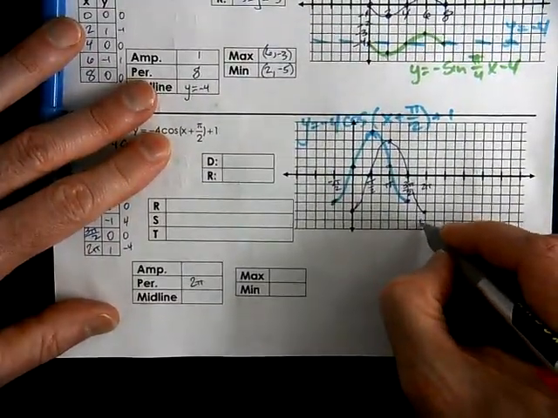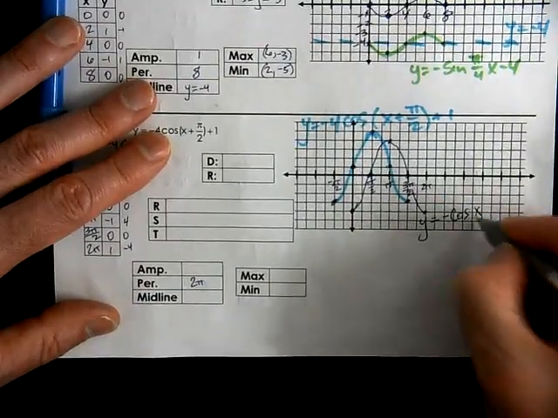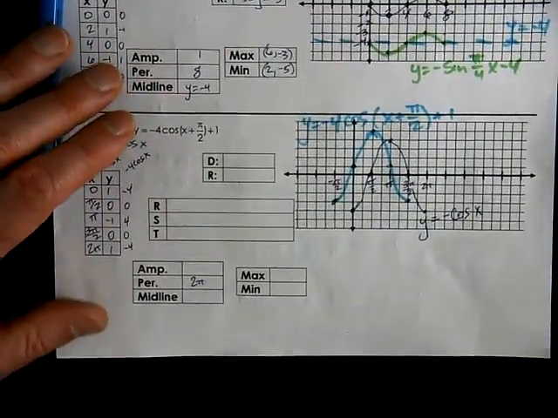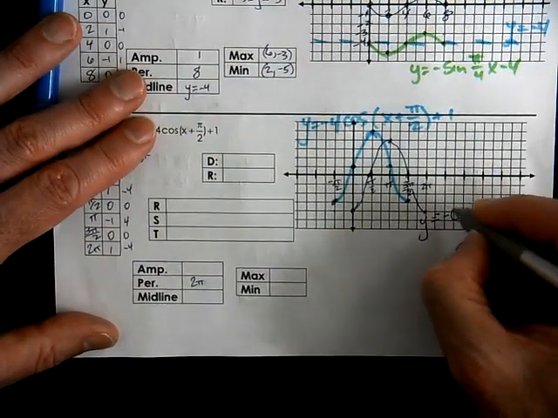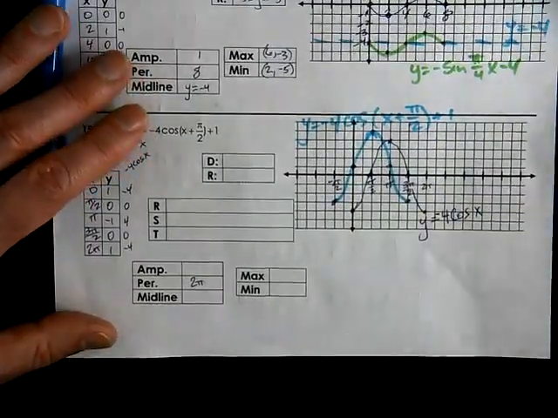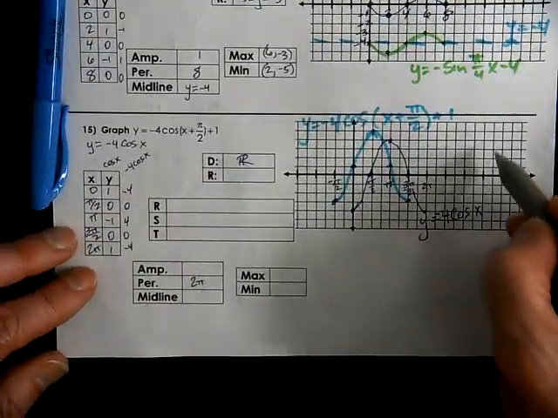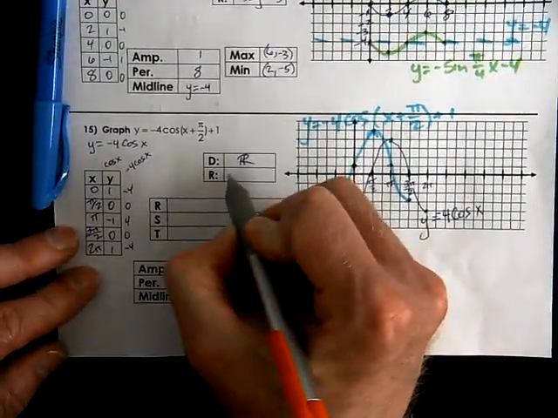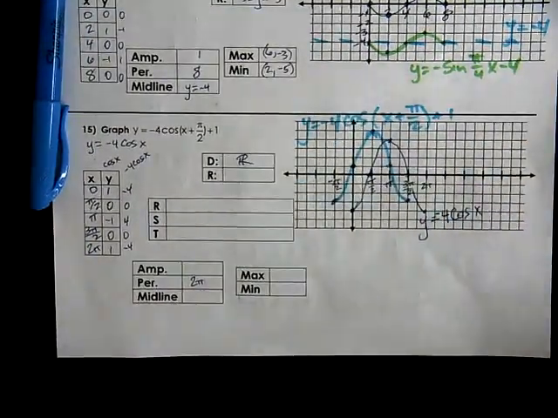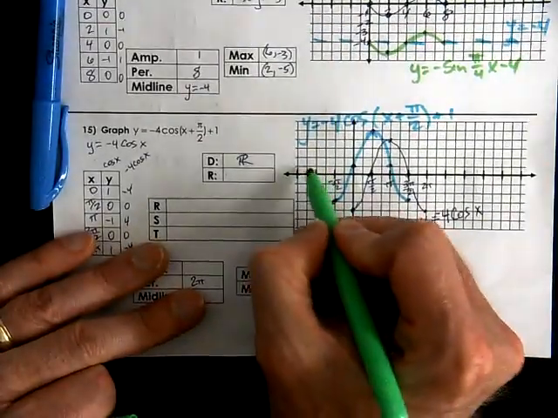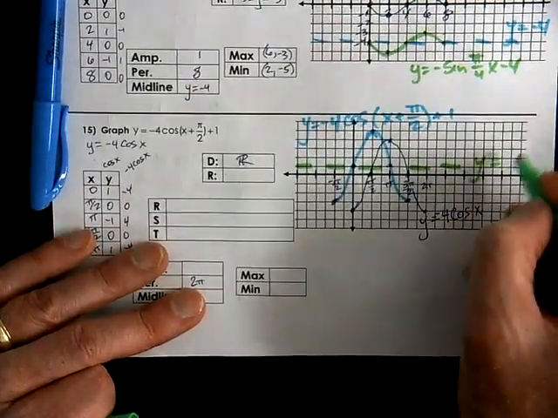My original graph down here was y equals negative 4 cosine of x. Okay, my domain is all real numbers because it actually continues on forever. The range is from negative 1, let's see, the blue graph. Here we haven't put in our midline. We need to do that. So now we can count from that.